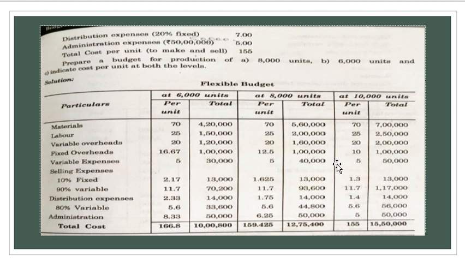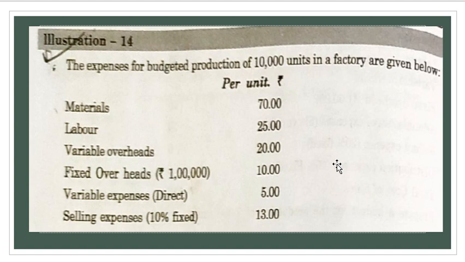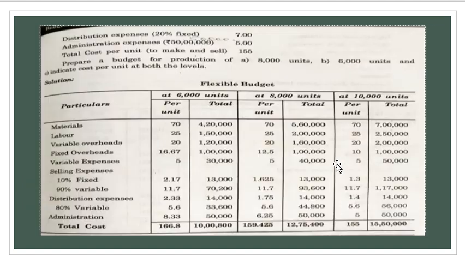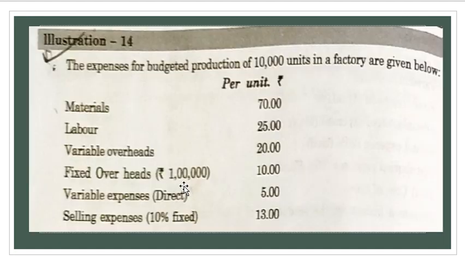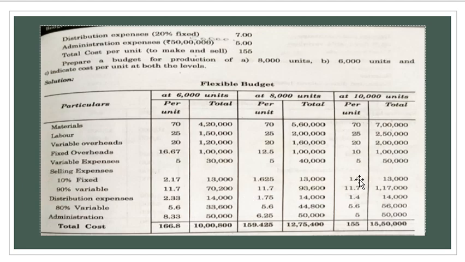Then we have fixed overheads. Fixed overheads is fixed, where we have 1 lakh. So 1 lakh will be applicable. 1 lakh will be fixed irrespective of how many units you produce. So 1 lakh, and the cost per unit is given as 10 for 10,000 units. Next, as per the question, we have variable expenses direct, which is rupees 5. So 5 into 10,000 will give us 50,000.